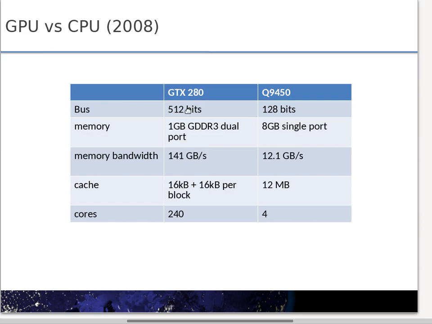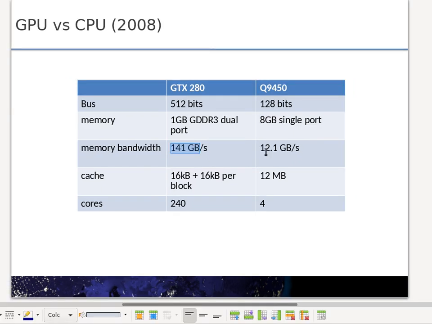So the bus on these old ones is 512, 128, 128 for the CPU. The memory bandwidth, look at that, 141 gigabytes versus 12, of course that's much higher. There's a big cache difference, and in the GPU, I had 240 cores in this situation, although nowadays you can have easily up to 1,000.